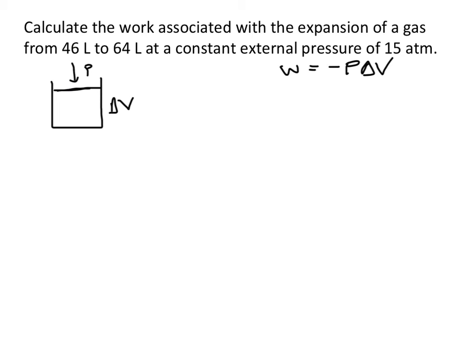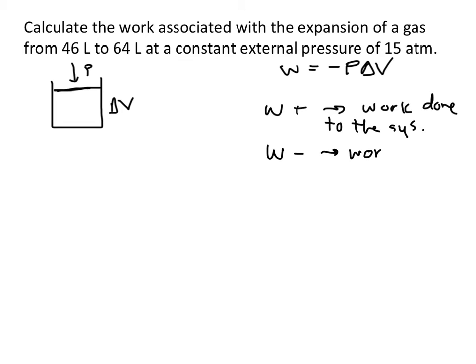Now we know that when W is positive, work is being done to the system. And when W is negative, work is done by the system. The equation that we see here accounts for this need to have the appropriate signage, and we'll see this in the example calculation that we're about to do.